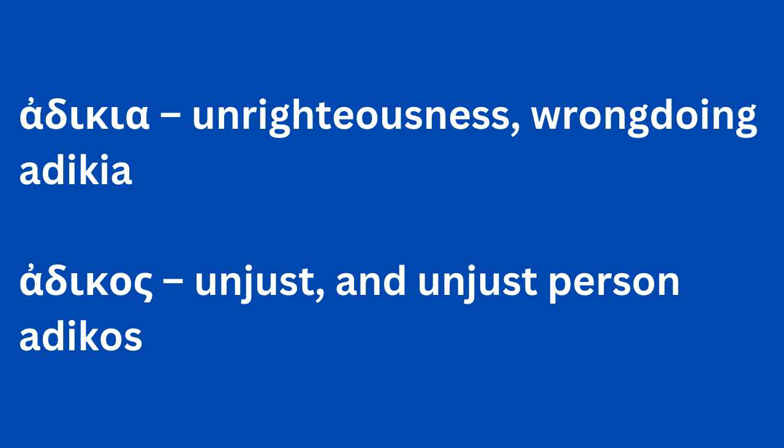But adikia is unrighteousness, because the feminine noun adikia, here an adjective, but the feminine is about sort of the characteristic or quality, unrighteousness, and adikos in the masculine is more about a person. This is an unjust person. So interesting how the use of the feminine and the masculine differentiates sort of the quality, the characteristic in the feminine, and a person carrying that quality or characteristic in the masculine.